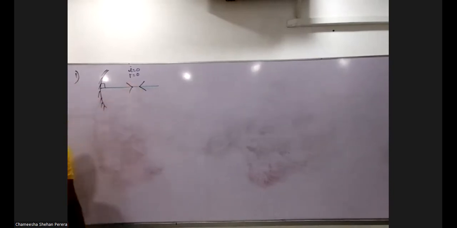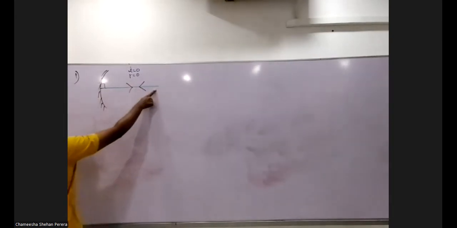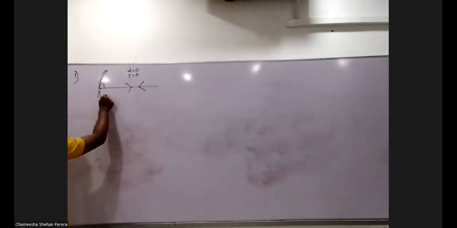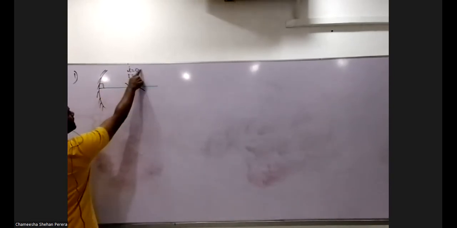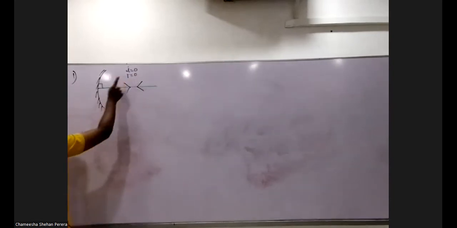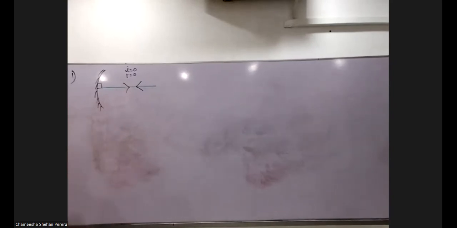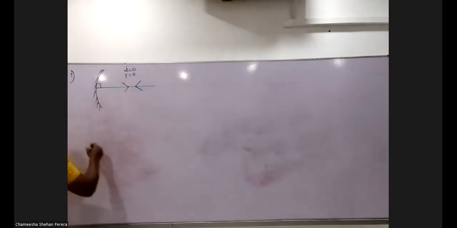First law. If a light ray reaches the concave mirror surface along the principal axis, it strikes the mirror at a 90-degree angle. At that time, the incident angle is 0, so the reflected angle should also be 0. The light ray gets reflected back along the same pathway. Rule number 1. Rule number 2.